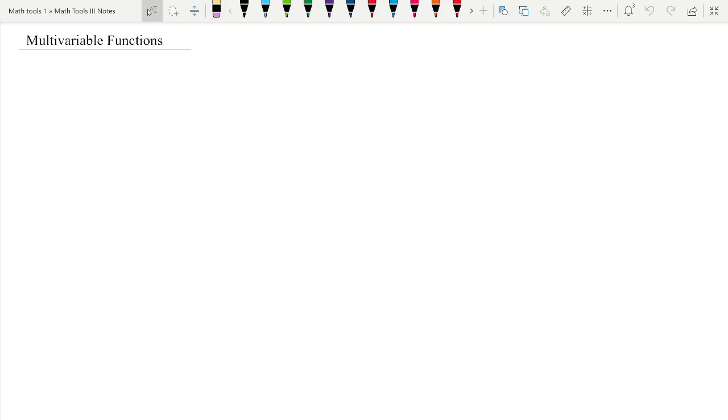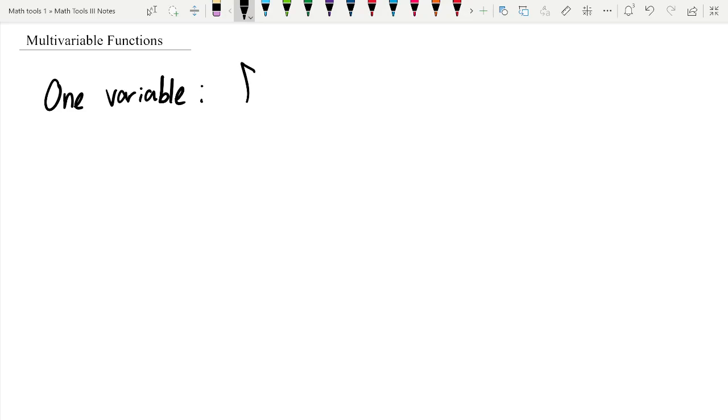So now we want to deviate from vectors for a while and talk about the main thing we're going to talk about this semester, which is multivariable functions. So, of course, at this point, you should be familiar with one variable or single variable functions, right? That's what we did all in Math Tools 1 or Math Tools 2.